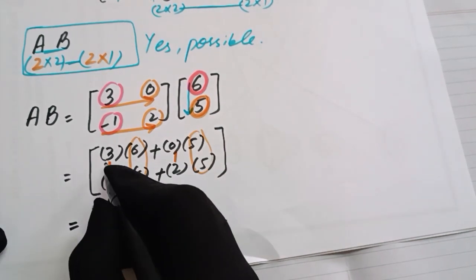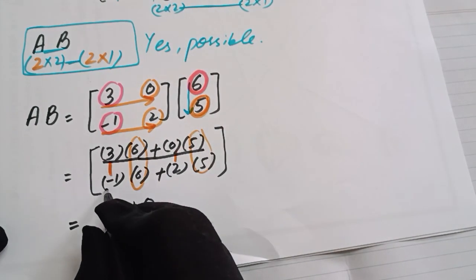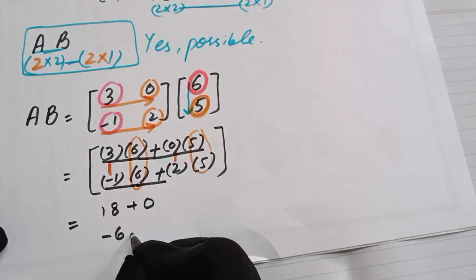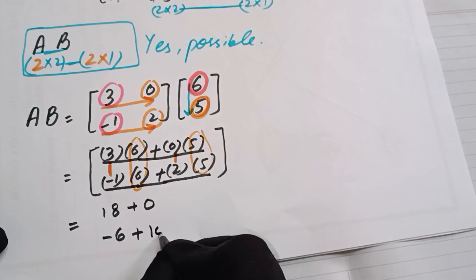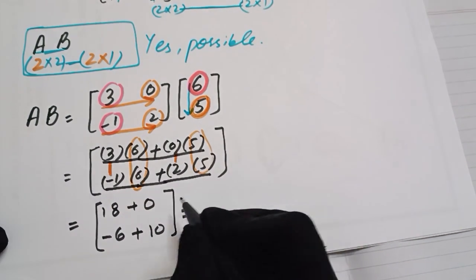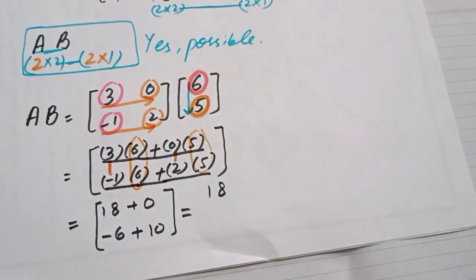Now 3 6s are 18 plus 0 5s are 0. Now this one, -1 times 6 is -6 plus 2 5s are 10. So it is equal to 18 plus 0, 18, and -6 plus 10, 4.